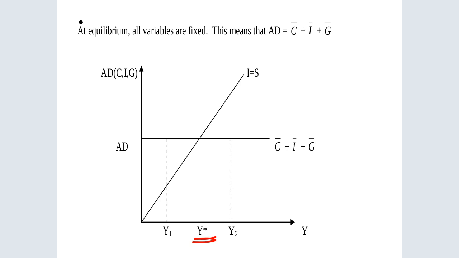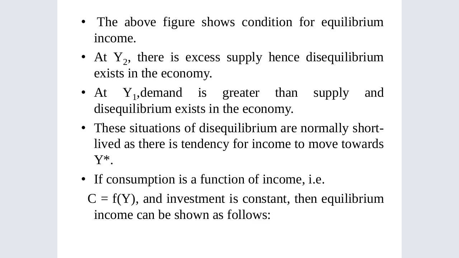Now, this gives you the equilibrium output, that is income, and we have aggregate expenditure on the other side. The aggregate expenditure, we have said, is made up of consumption, investment, and the government expenditure. So at this line here, they are fixed. That diagram simply shows the equilibrium condition.